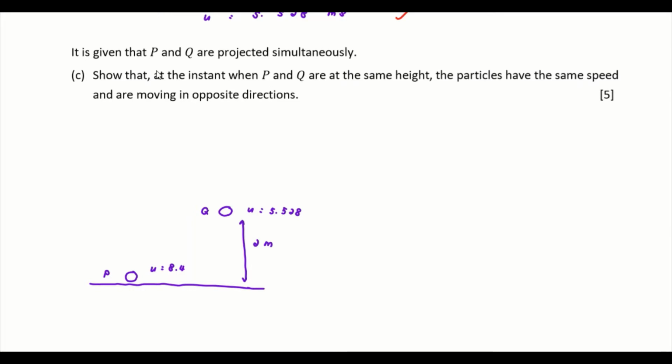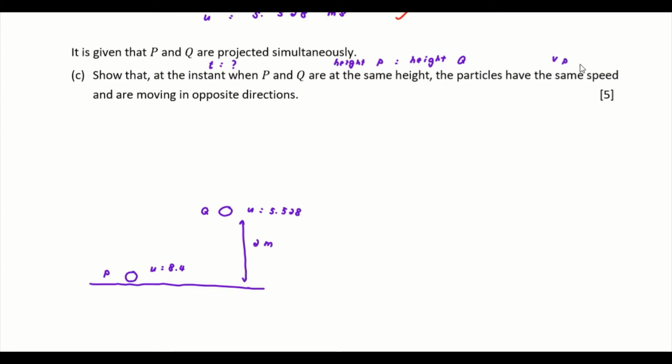Now, when the question says at the instant where P and Q are at the same height, the particles have the same speed and are moving in the opposite direction, it means that you need to prove that at the instant, what is the time when P and Q have the same height. You see I'm writing height of P equal to height of Q. I don't write displacement; later, let me explain why. So there will be a time that the height of P and Q is the same, and we need to show that at that time their speed is the same but they are moving in different directions.